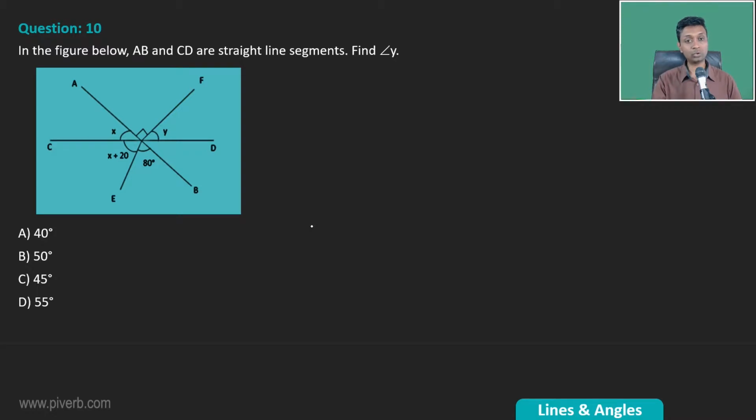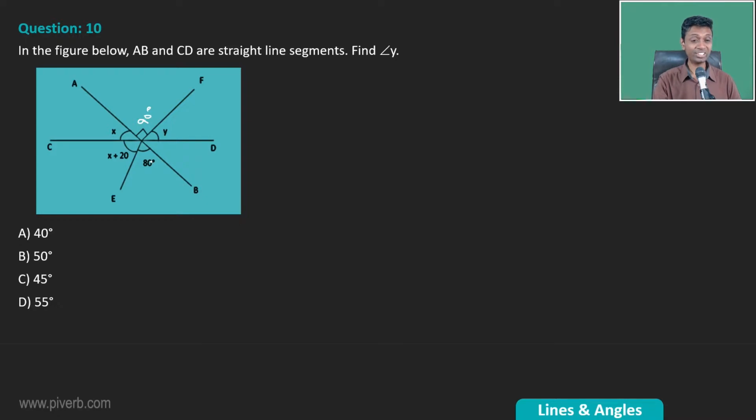Another wonderful question. AB and CD are straight line segments. Find angle Y. We need to find the angle Y. AB and CD are straight line segments, and when AB and CD are straight lines, this is 90 degrees.